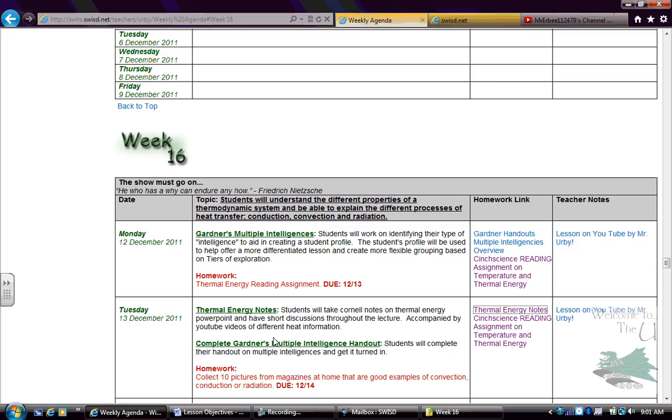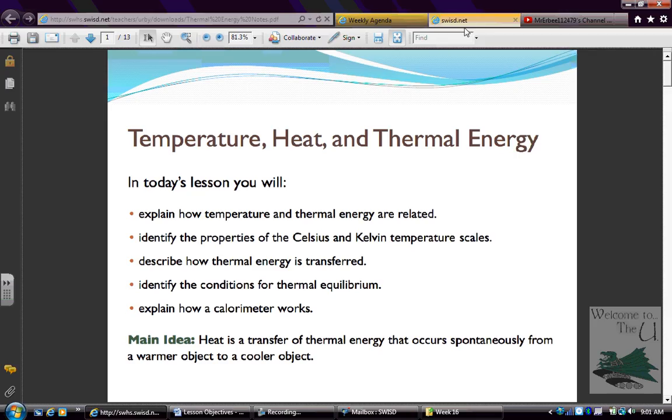Okay, so we've already watched that video on Bill Nye, and you saw some pretty interesting information that's going to kind of lead us into these notes that we're going to be going over. So today's notes are on temperature, heat, and thermal energy.